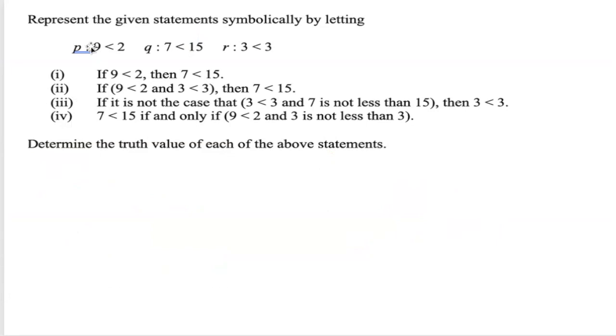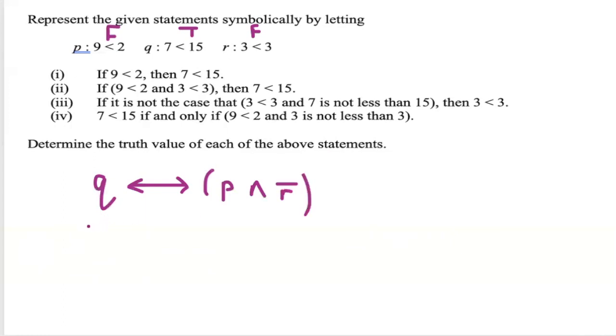The last one, so let me just rewrite what I had. 9 less than 2 is a false, and then 7 less than 15 is true, and 3 less than 3 is false. So the last one we have 7 is less than 15, so that's Q. If and only if, so I know by conditional. Open bracket 9 less than 2, so I know that's a P. And 7 is not less than 3, so that's going to be negation of R.